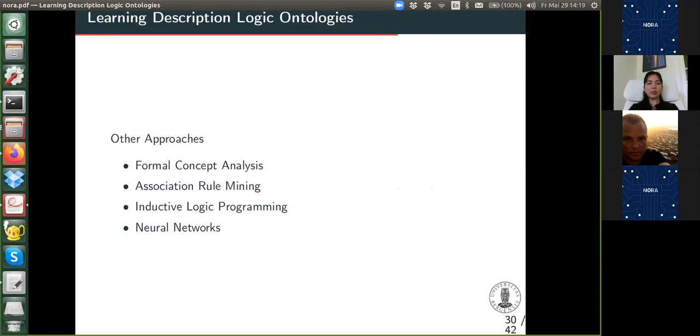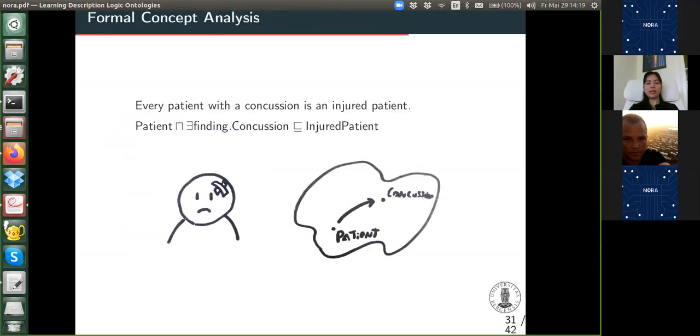And there are some other approaches that have been proposed in the literature for learning ontologies. One of them is based on formal concept analysis, and there are also works on association rule mining, inductive logic programming, and neural networks. In formal concept analysis, this is a data analysis method where one would look at the data and try to find the concept inclusions that hold in this data. For instance, if you look at the data and you see that every patient associated with concussion is an injured patient, then one would add to the ontology, using this method, an inclusion representing this.